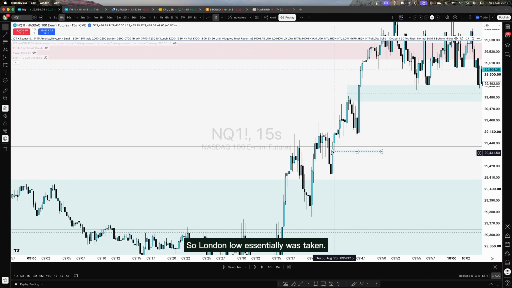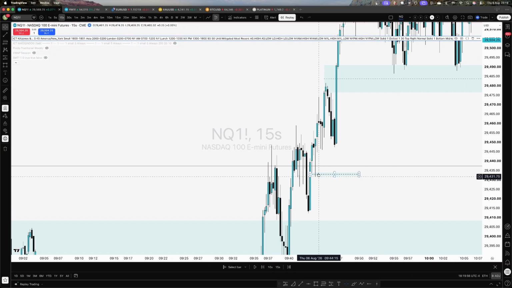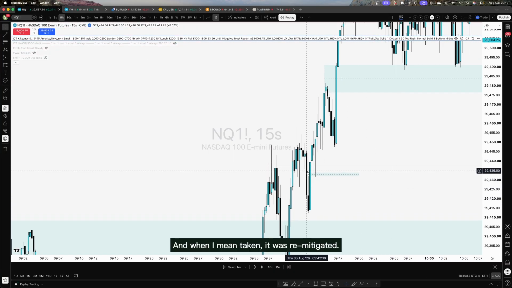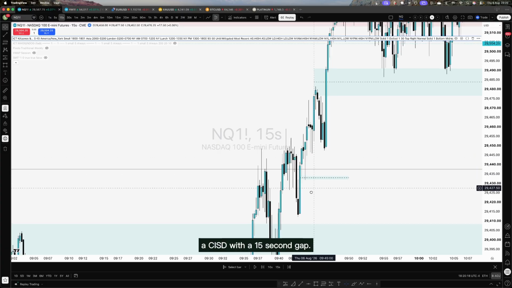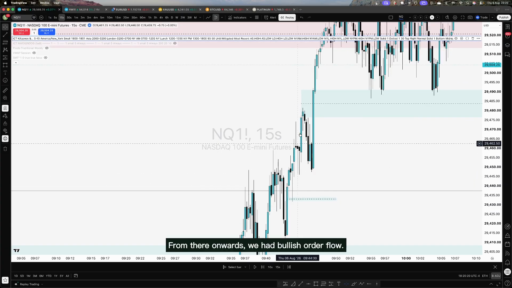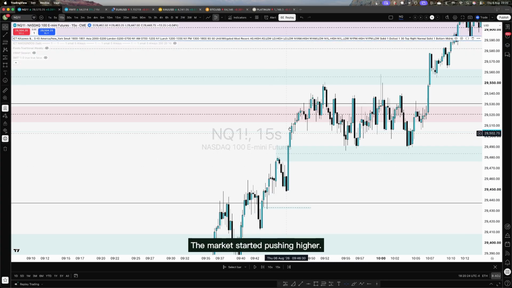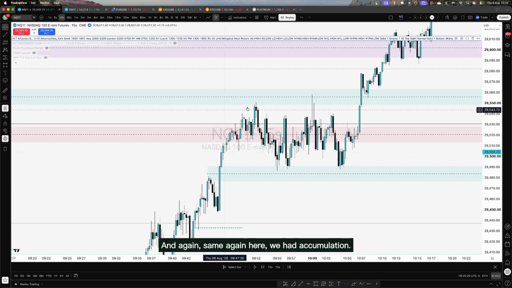So London low essentially was taken. And when I mean taken, it was re-mitigated. We created on the smaller time frame a CISD with a 15-second gap. From there onwards, we had bullish order flow. The market started pushing higher. And again, same again here, we had accumulation.